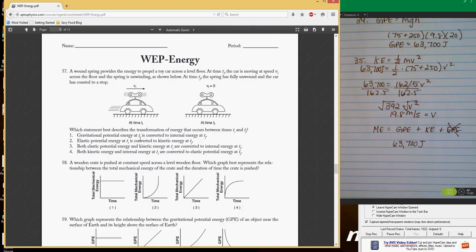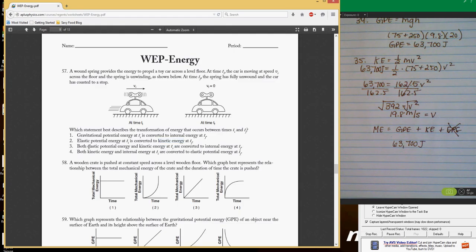Number one, gravitational potential energy at T initial is converted to the internal energy at T final. Remember, internal energy is the same as kinetic energy. So gravitational potential energy at T initial, first of all, doesn't have height. If it doesn't have height, there's no gravitational potential energy. Number two, elastic potential energy at T initial, which is the wound spring, is converted to kinetic energy at T final. Well, that's not true, because at T final, velocity is zero. If velocity is zero, there is no kinetic energy. So it can't be number two.